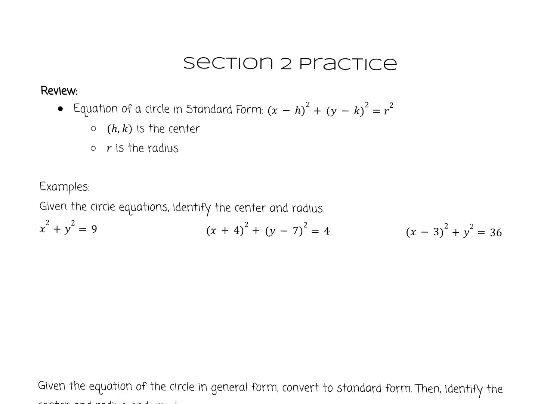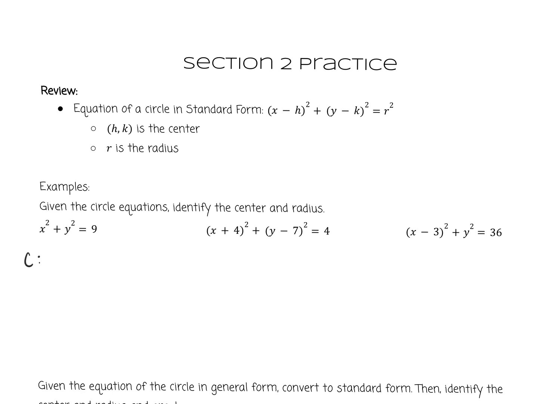In section 2, we're going to be reviewing equations of circles. So remember, the equation of a circle in standard form is (x - h)² + (y - k)² = r², where (h, k) is the center and r is the radius. So for our first set of examples, we're given the equation of a circle and we want to identify its center and radius. So x² + y² = 9.